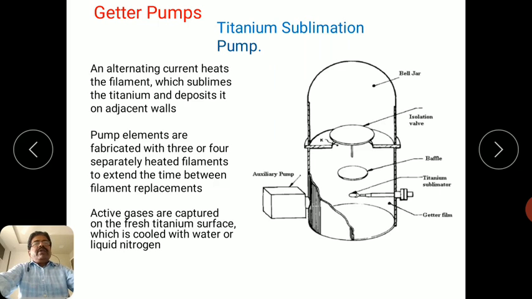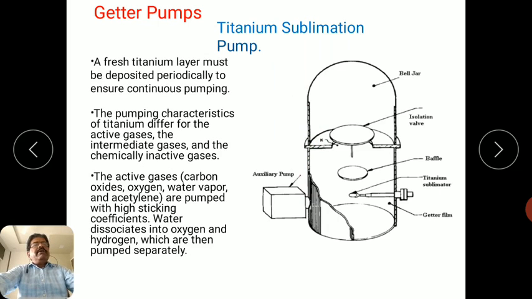Okay, so the active gases come in contact with the surface and chemically form certain compounds on the surface of titanium. So these molecules will be captured here on the surface of what we call the vacuum chamber. Active gases are captured on the fresh titanium surface, which is cooled with water or liquid nitrogen. That arrangement I have not shown here, but there is some cooling arrangement, like water circulated on the walls or a liquid nitrogen arrangement.